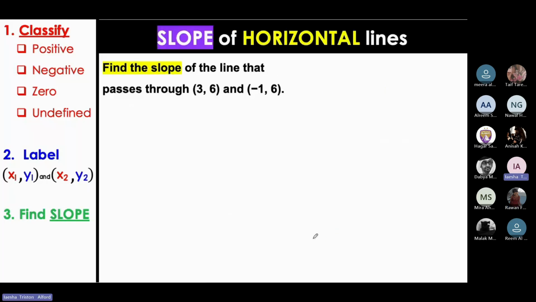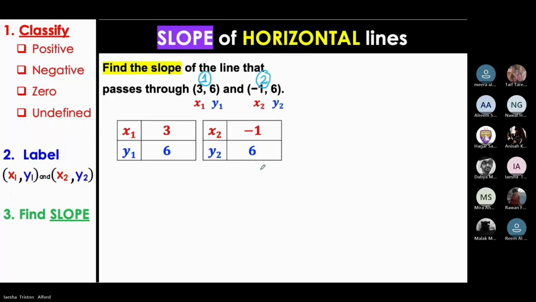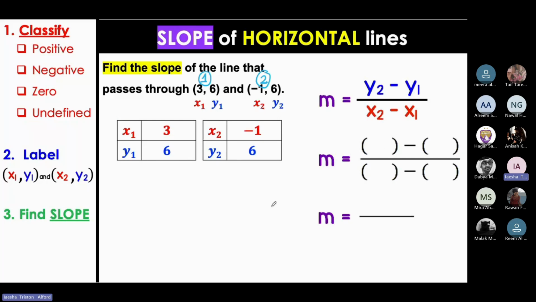Here, they don't give us any picture. Find X1, Y1, X2, Y2. This is point number 1, and this is point number 2. Make sure you put X, then Y, 1 and 1, X, then Y, 2 and 2. If you want to put it in a table, you can. Write your formula, put the parentheses, and then put the numbers inside.